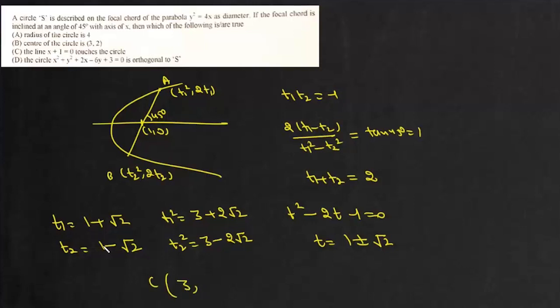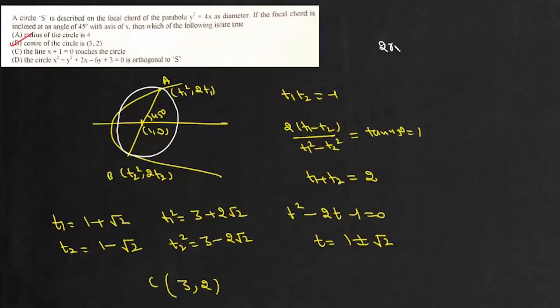Now T1 plus T2 is 2, by 2 is simply 2. So center of the circle is at (3, 2), and that's your option B. We also have to find radius of this circle. Now we know that circle is drawn on this focal chord as diameter.